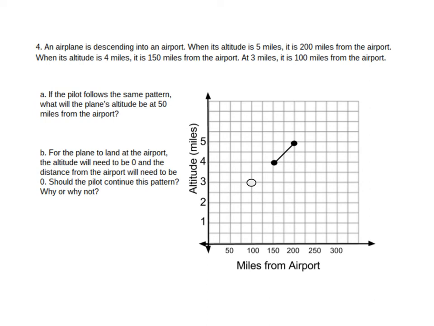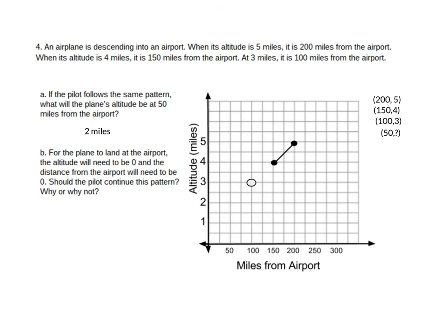Let's write our coordinate pairs. So let's look. We have (200, 5), (150, 4), (100, 3). What will 50 be? Well, it looks like for every 50 miles closer to the airport, the airplane is getting 1 mile lower in altitude. So 1 less than 3 is 2. So at 50 miles from the airport, the plane will be 2 miles in altitude.